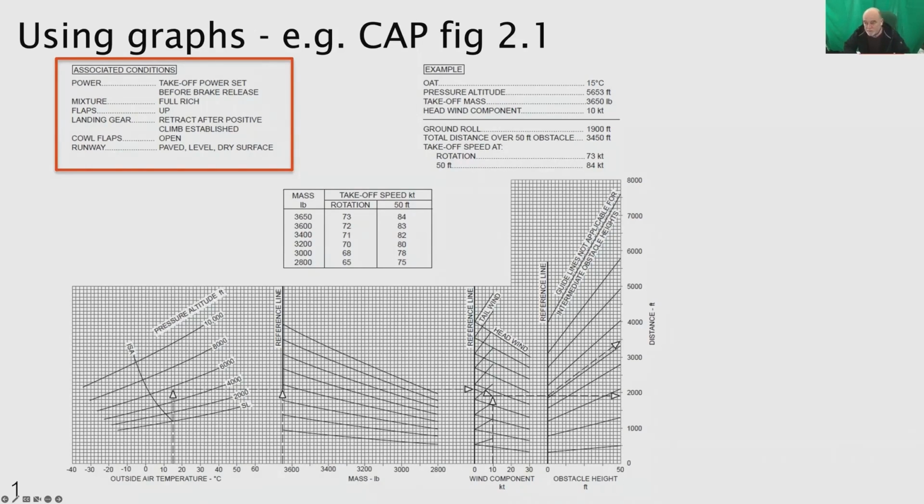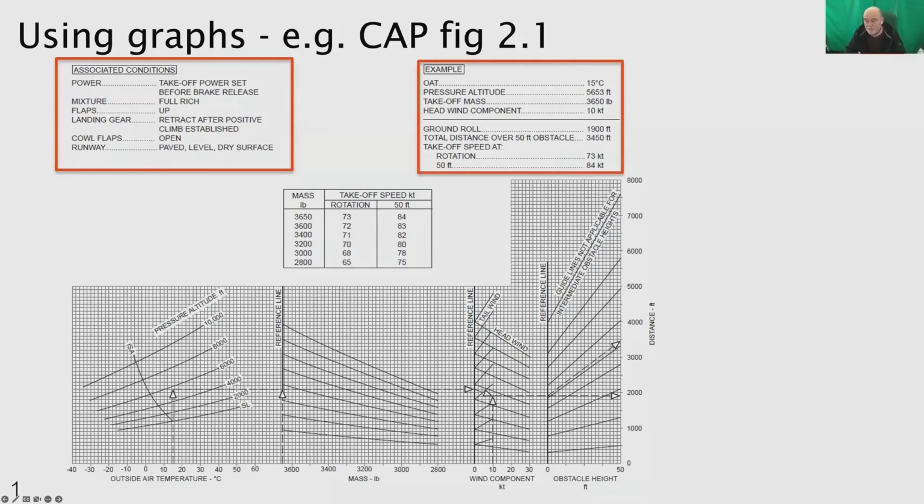because there are some graphs, particularly for Perf A, where there are duplicates of the same graph, and the difference is the associated conditions. So by getting in the habit of reading them before you use a graph, you will avoid going through the graph correctly but still getting the wrong answer because you're on the wrong page. Okay, so really discipline yourself to start by reading the associated conditions.